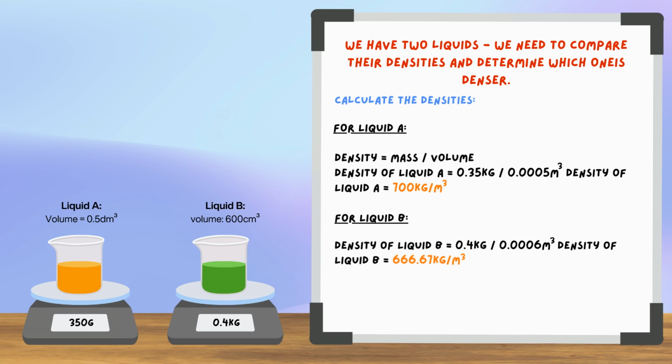To answer the question, we then compare the densities. The density of liquid A is 700 kilograms per cubic meter, whereas the density of liquid B is 666.67 kilograms per cubic meter, meaning liquid A is denser than liquid B.